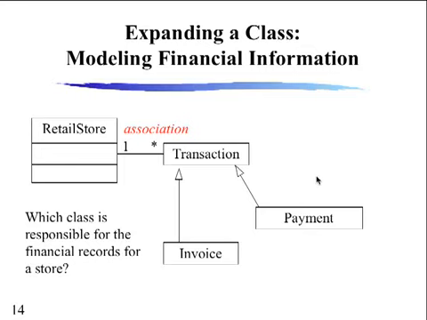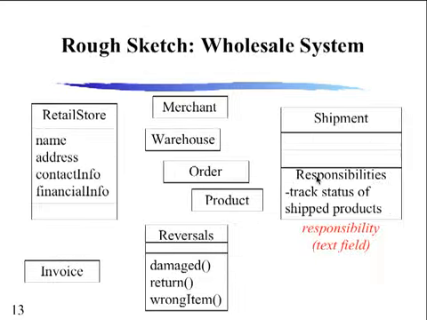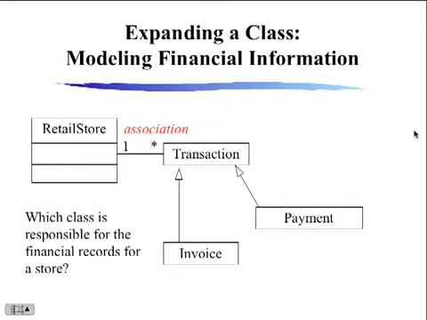So we can expand the class by modeling, let's say, the financial information. Up here we had some financial information over here. So we could say, well, the retail store has an association with a transaction. The transaction usually occurs at the retail store, and it involves a payment and an invoice, perhaps. So which class is responsible for the financial records for the store? Well, the diagram doesn't actually show you. So you could add something in there, or specifically specify.